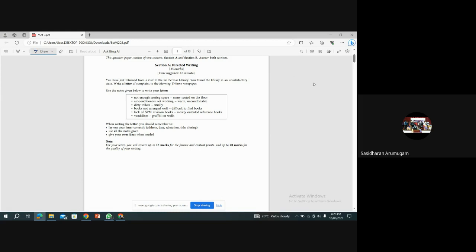So not enough sitting space, many seated on the floor. This is what, according to them, you found the library is in an unsatisfactory state. That means the conditions of the library are abnormal, and use the notes given and write the letter.